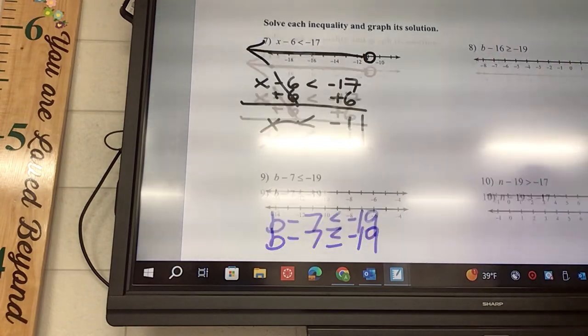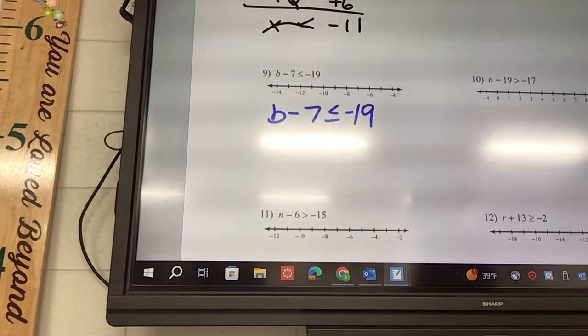Okay, look at number 9. What needs moved? The 7. How do I move a minus 7? Add 7 to both sides.